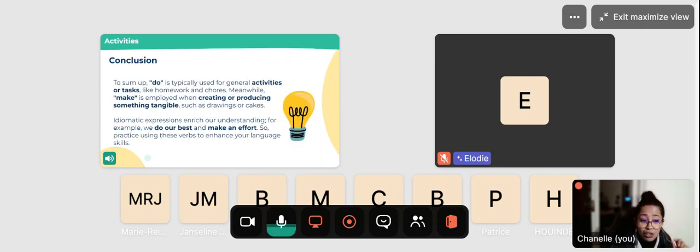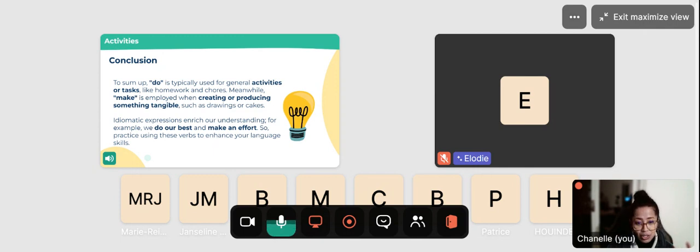So, in conclusion, to sum up, do is typically used for general activities or tasks. Vous pouvez imaginer que c'est une action, like homework or chores. Chores, n'oubliez pas, c'est les tâches ménagères. Meanwhile, make is employed when creating or producing something tangible. Tangible, c'est vraiment quelque chose que vous pouvez toucher. D'accord? That makes it tangible. Such as drawings or cakes.